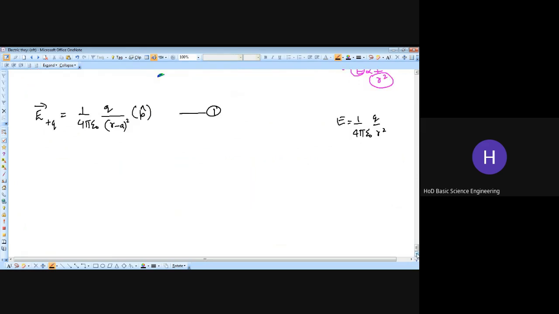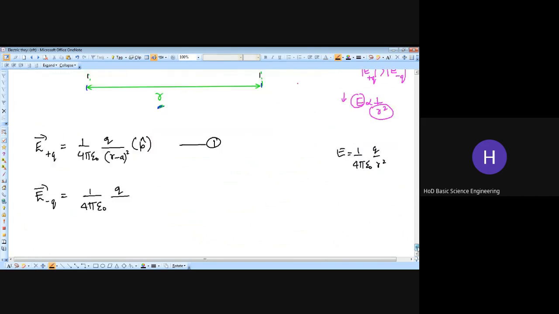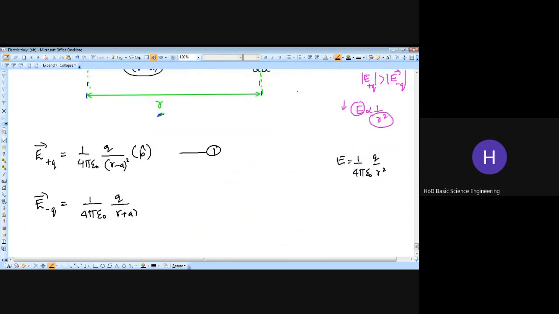Similarly, can you write the expression for E minus Q? The electric field due to the negative charge. Again, 1 by 4 pi epsilon naught. No need to consider the negative sign here, just the magnitude of the charge, so that is also plus Q. What about the distance of minus Q from P? This distance is R plus A. So that will be (R plus A) whole square, because electric field is proportional to 1 by R square.